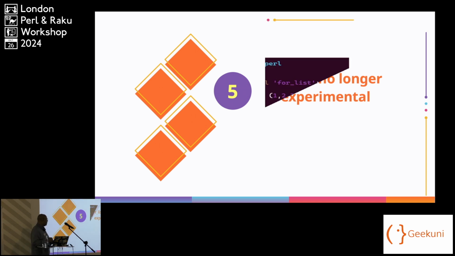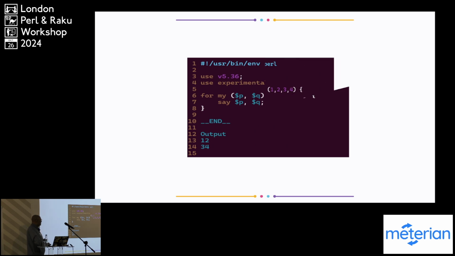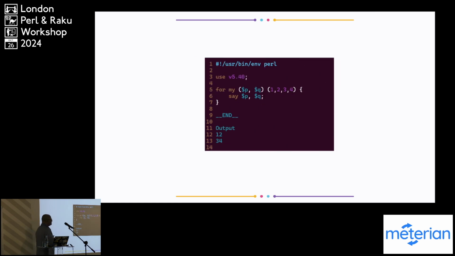How does that work? This was added in 5.36. It's simple. You can have n number of variables depending on how many items you want to pick at a time from a given list. No rocket science, simple. But this is no longer experimental. 5.40 removed that experimental thing. So you just use it straight from core Perl, nice and clean.